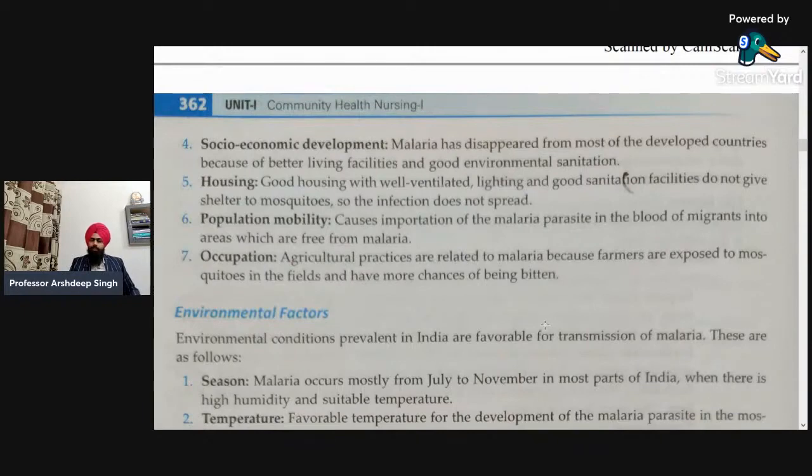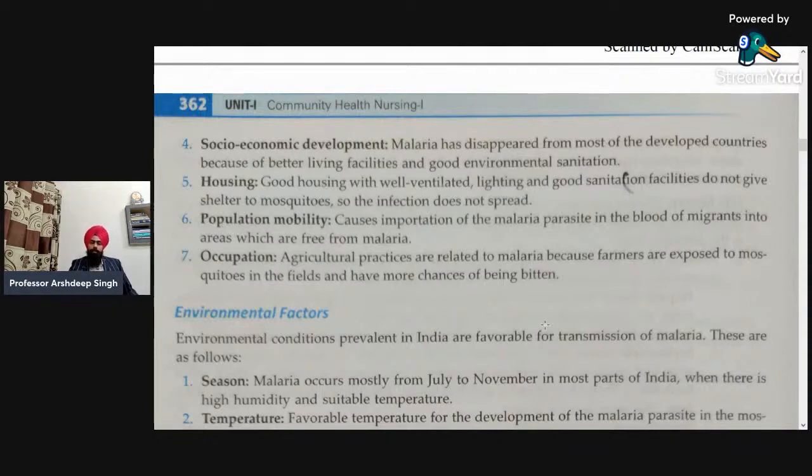Next is housing. Good housing with well ventilated lighting and good sanitation facilities do not give shelter to the mosquito. So this is a health education that good housing conditions, like the house must be made of cement, the ventilated lighting should be proper, and good sanitation must be maintained. All these factors will prevent the cases of malaria.